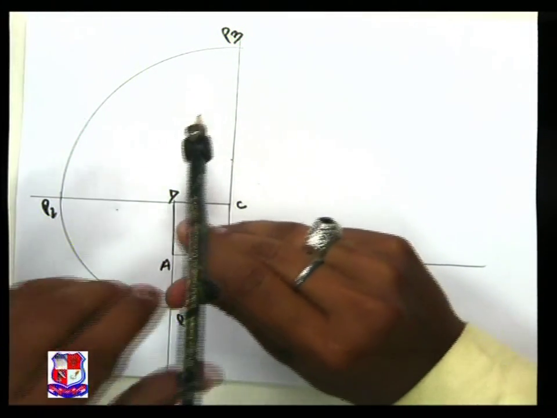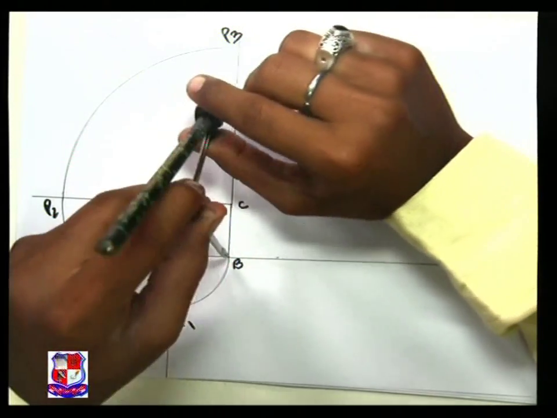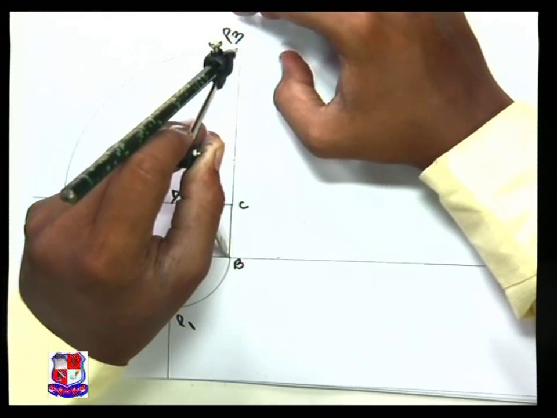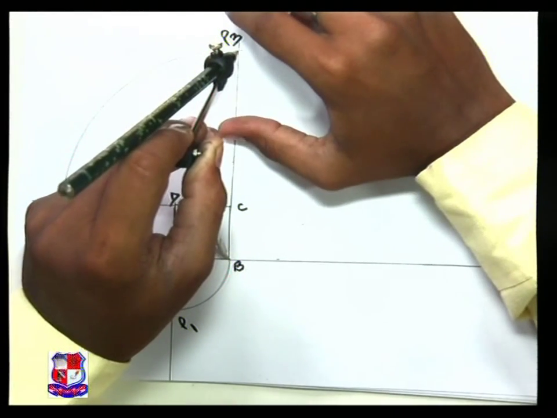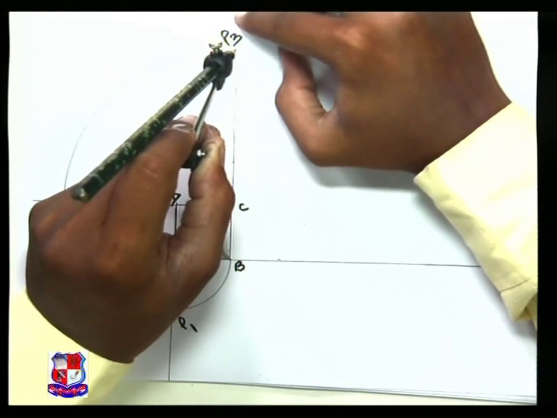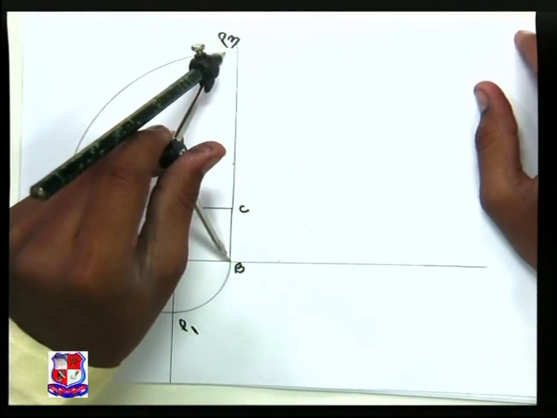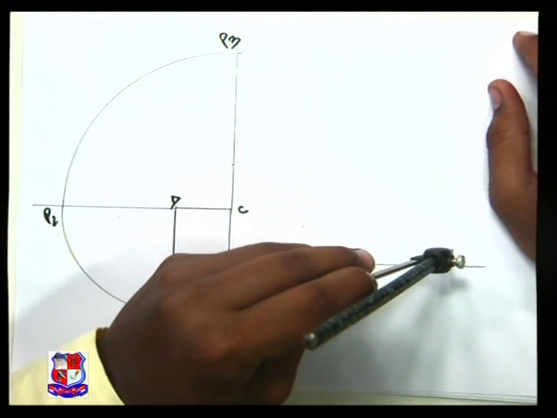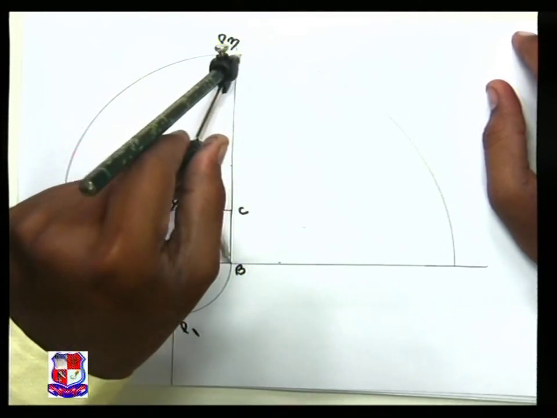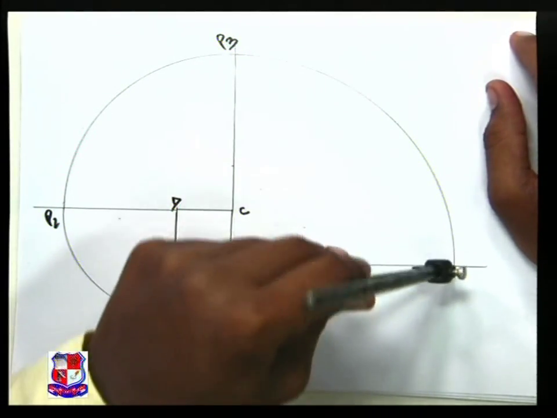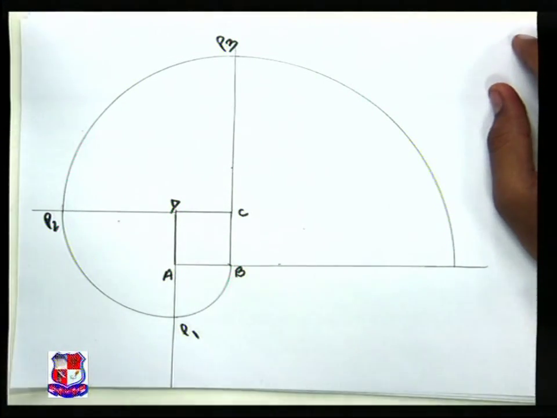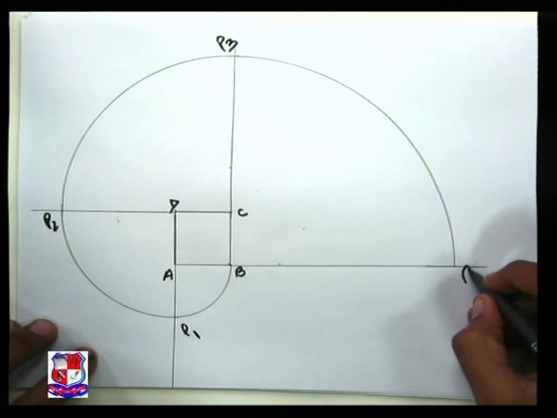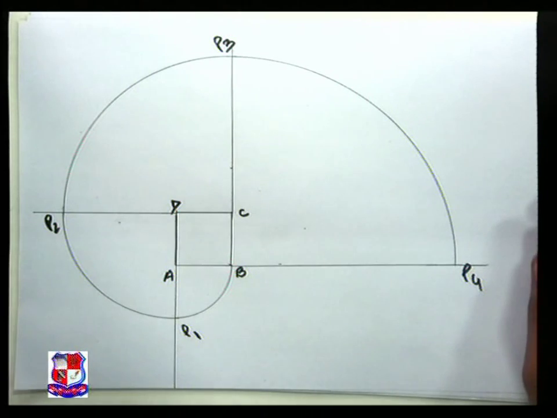Now BP3 as radius, B as center, mark an arc. We have obtained point number P4 and our involute is done.